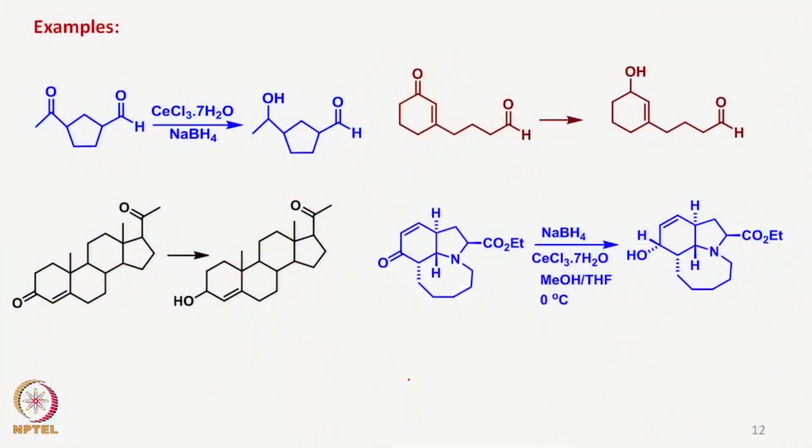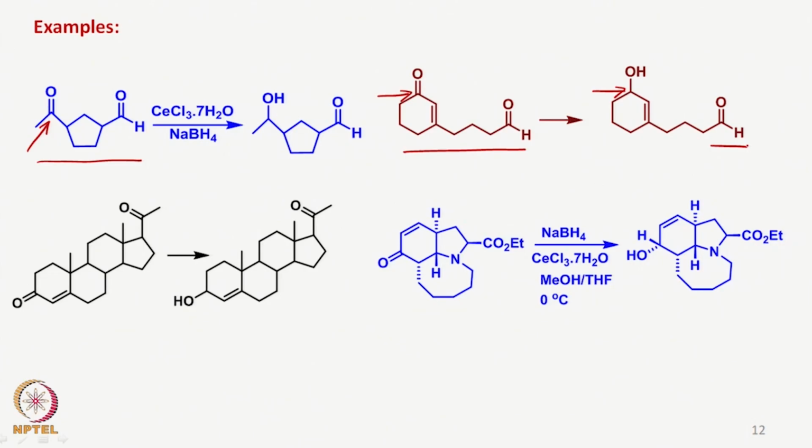If we take various examples of the Luche reduction, we find that, as I mentioned earlier, one of the examples is that if we take a ketone and an aldehyde, only the ketone gets reduced and the aldehyde remains unreacted. If we take an alpha beta unsaturated ketone having an aldehydic group, then the ketone is reduced to the corresponding allylic alcohol and the aldehyde remains unaffected. So these are the 2 examples which I discussed, where initially it was felt that the aldehyde group gets blocked under the reaction conditions as a hydrate.